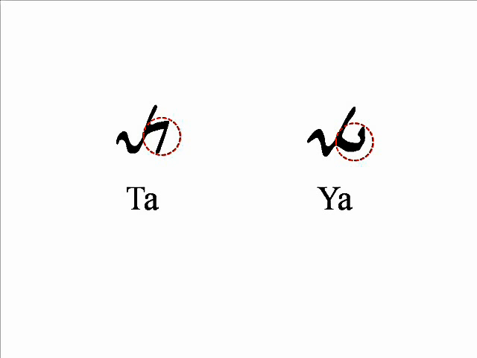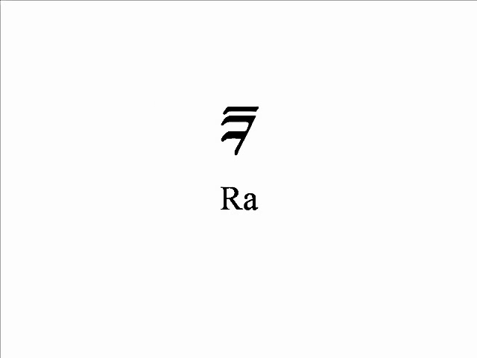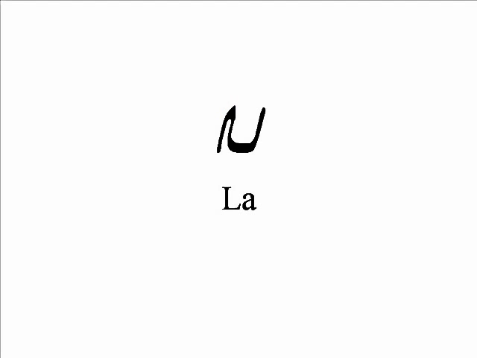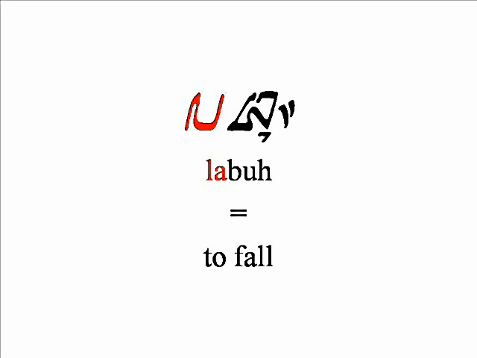Another letter is Ra, as in the word raccoon, of course with clear voice of R. Here is how we write the letter and the example of the word, that is Rama, meaning father. The next letter is La, as in the word laugh. You can write the letter like this, and the word example of this letter is labu, which means to fall.